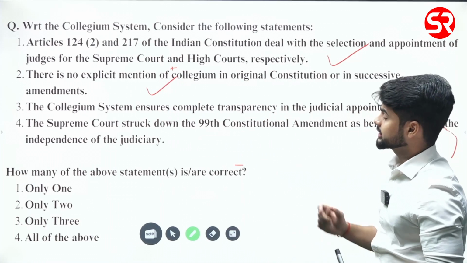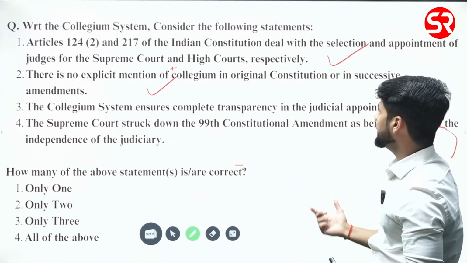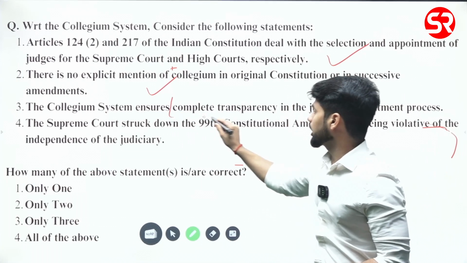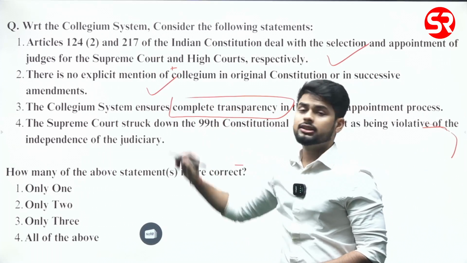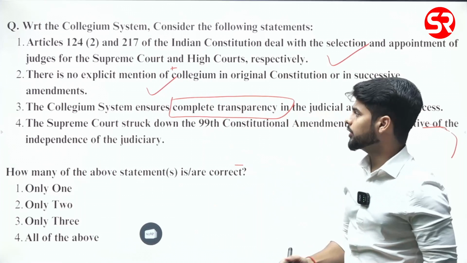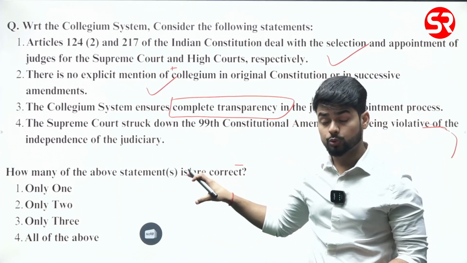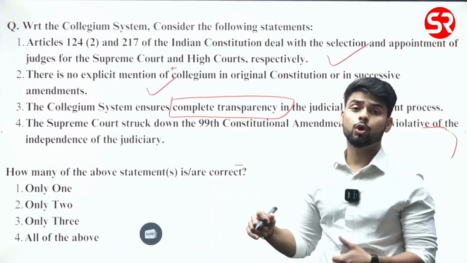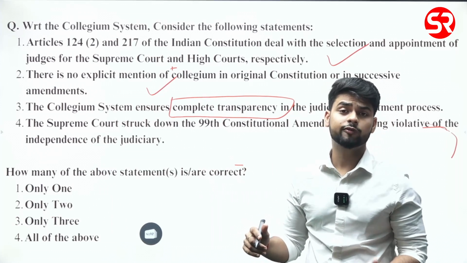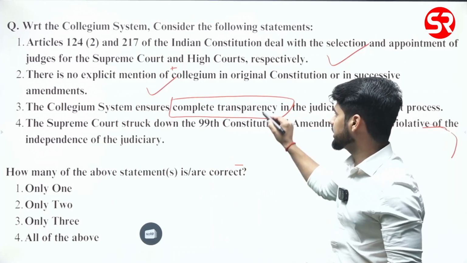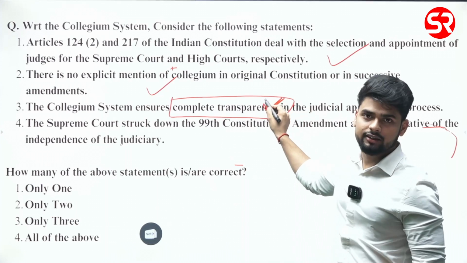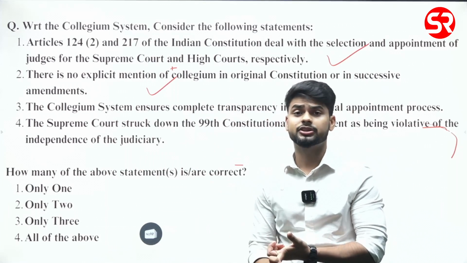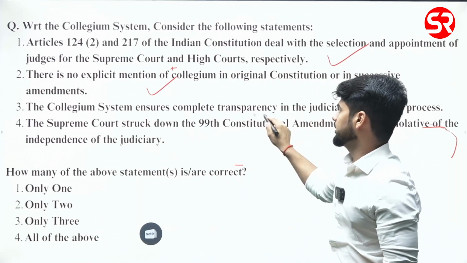The third statement, the collegium system ensures complete transparency in judicial appointment process. So look at the word complete transparency. This is an extreme word. Moreover, collegium system, as I told you, that it comprises of 5 humans who are from the judiciary. So it is always subject to discretion of these 5 people. Hence, it cannot be completely transparent. Fine. Wherever there is discretion, there is always the less chance of transparency.